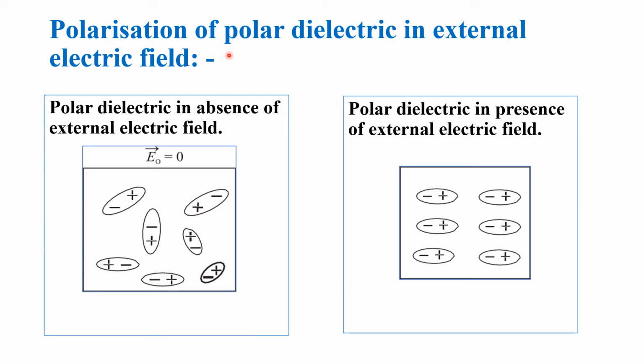Now we'll see polarization of polar dielectrics in an external electric field. In the previous diagram we saw the non-polar molecule. Look here, they are slightly tilted. It means that the center of positive charge and negative charge do not exactly coincide. In the absence of an electric field, E is equal to 0, and they remain in their steady positions. When polar dielectrics are in the presence of an external electric field, positive charge is pulled in the direction of the electric field, while negative charge is pulled in the opposite direction.